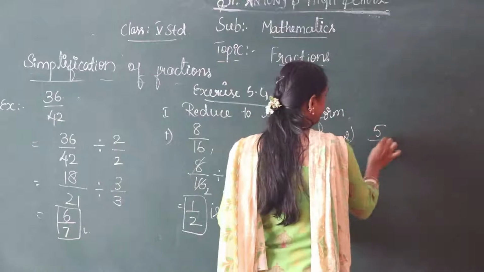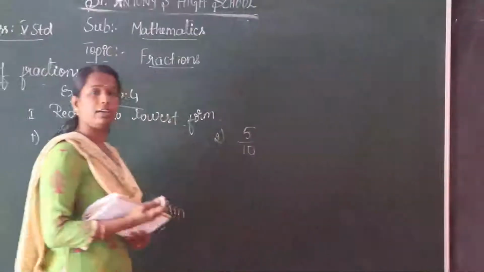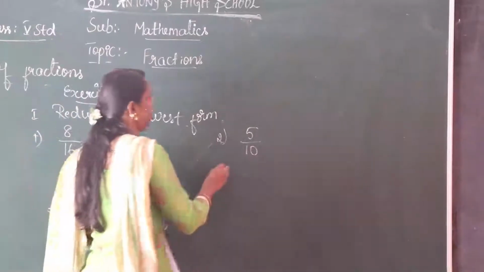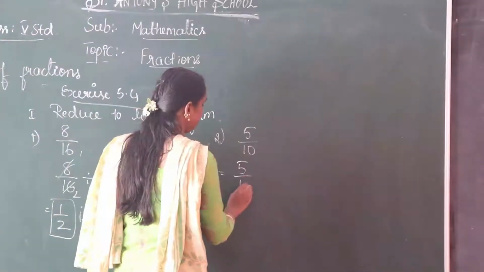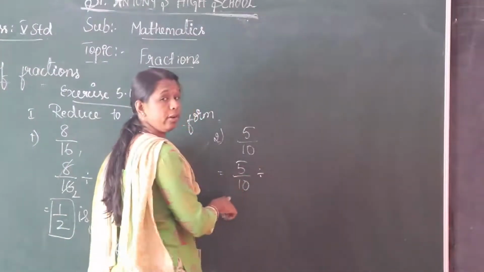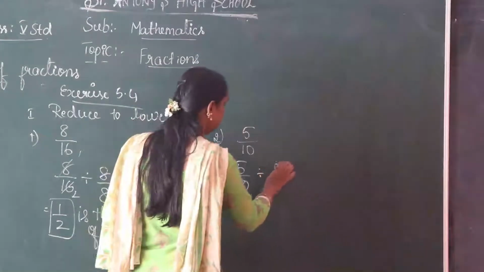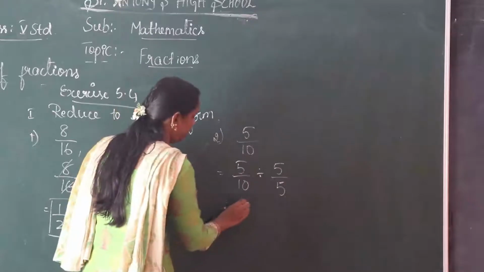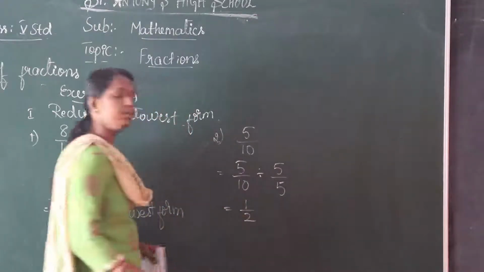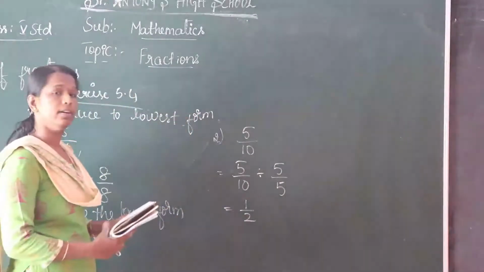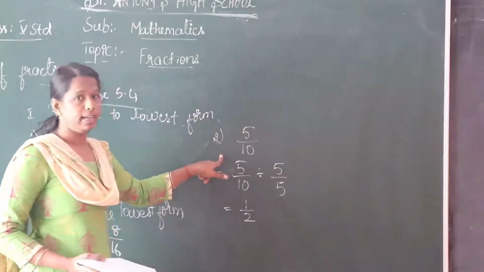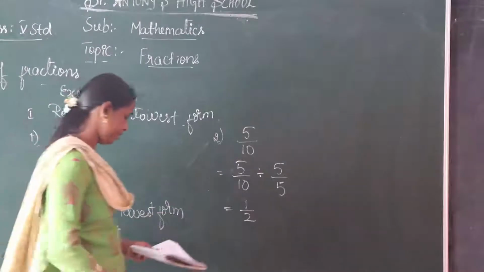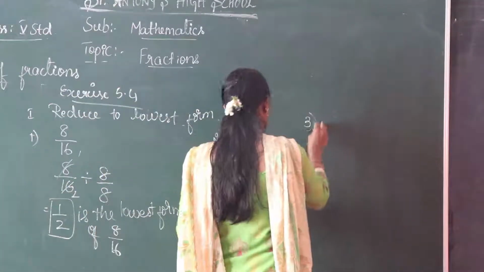5 by 10. You know the fifth table, 5 ones are 5, 5 twos are 10. So directly we divide both numerator and denominator by 5. 5 ones are 5, 5 twos are how much? 10. 1 by 2. So 1 by 2 is the lowest form of 5 by 10. Okay, clear? And then some more sums.